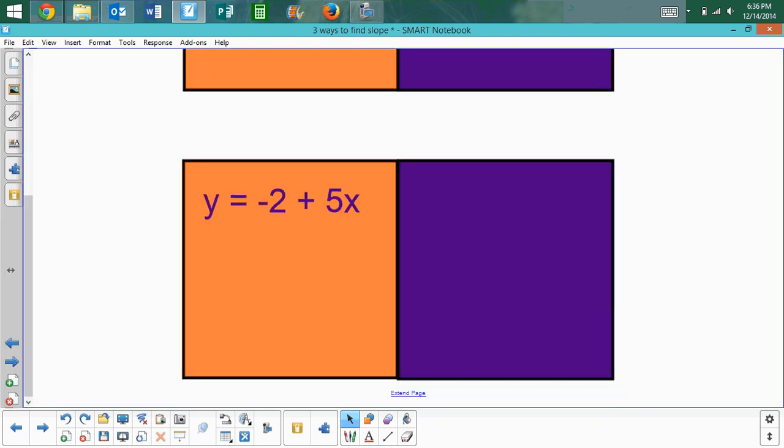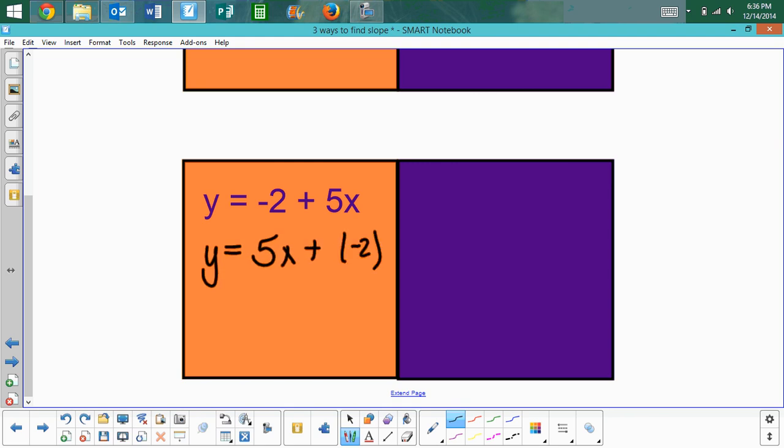This one's already in slope-intercept form. Almost, isn't it? It looks like one piece comes before the other. That doesn't really matter all the time, but if it helps you to feel comfortable, we can just switch these two around and say that this is 5x plus negative 2, or we can say 5x minus 2, because adding a negative is the same thing as subtracting a positive.